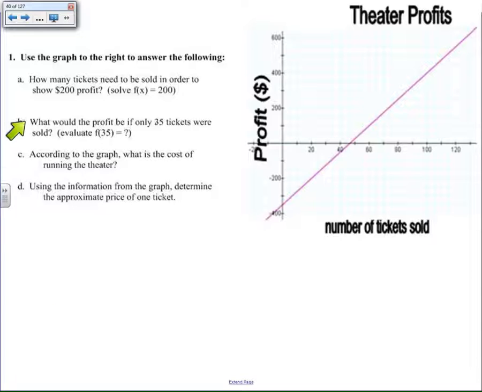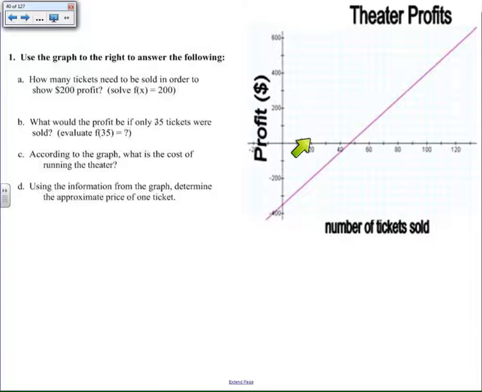Another major idea is how to communicate using function notation and how to prove you understand function notation by translation into English. So to demonstrate, I have a couple of functions here. And in the first case, I'm given a graph. It shows profits for a theater. It seems like I sell tickets, and however many tickets I sell is going to determine how much profit I make. So profit is a function of tickets sold.